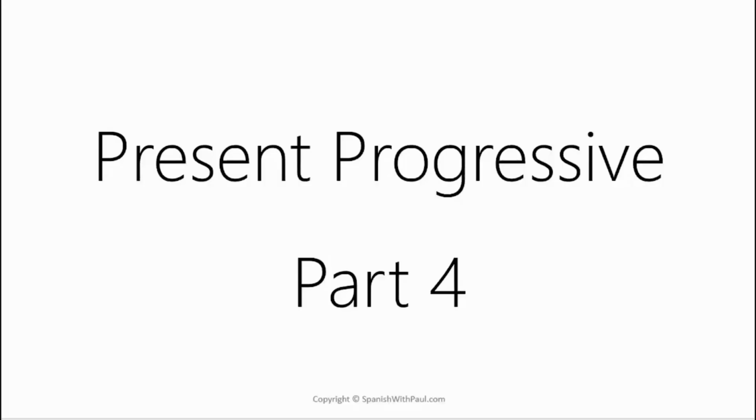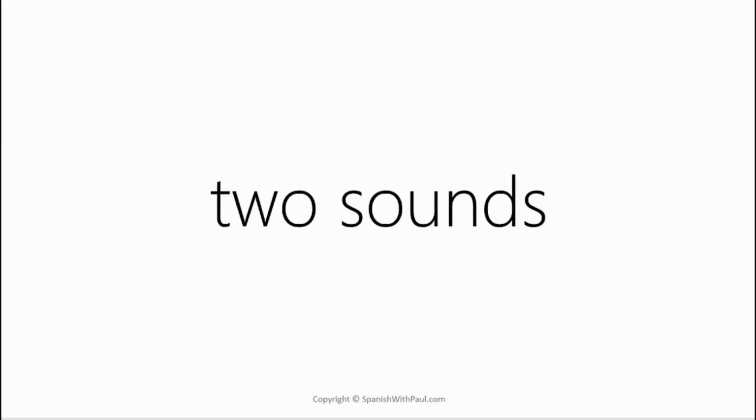At the beginning of this module, you'll remember that I said we had two important sounds for the present progressive. We've already worked a lot with the ando sound and AR verbs. Now I'd like to focus on the yendo sound. So this sound is for verbs ending in ER or IR.